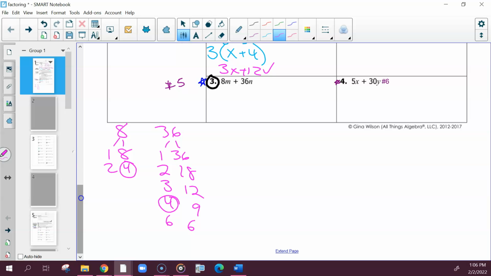Yes, that's a lot of work. But if you don't know your factors, you may need to do that.